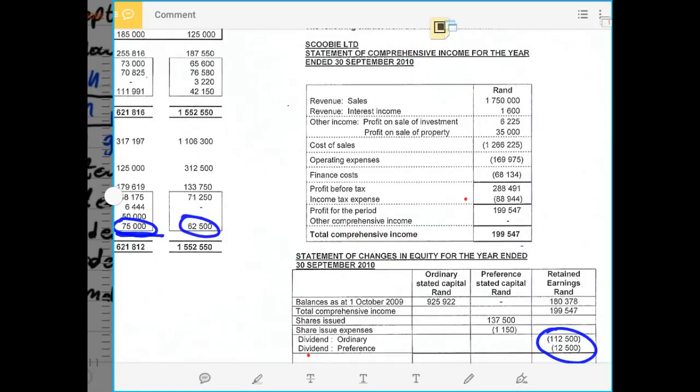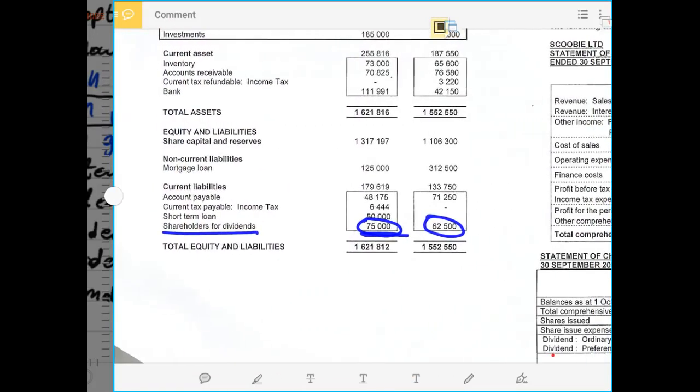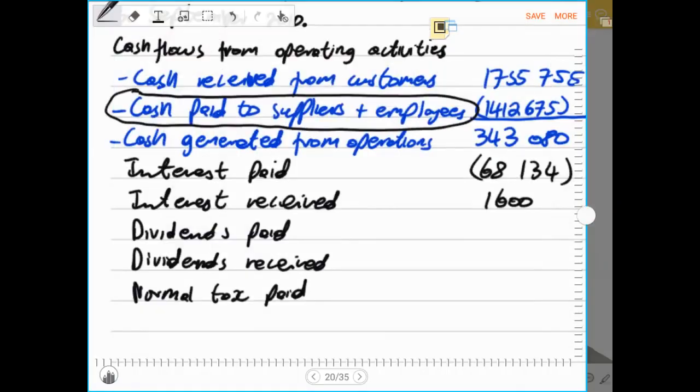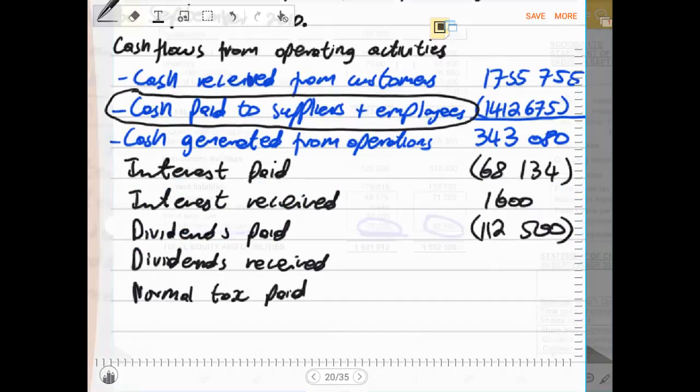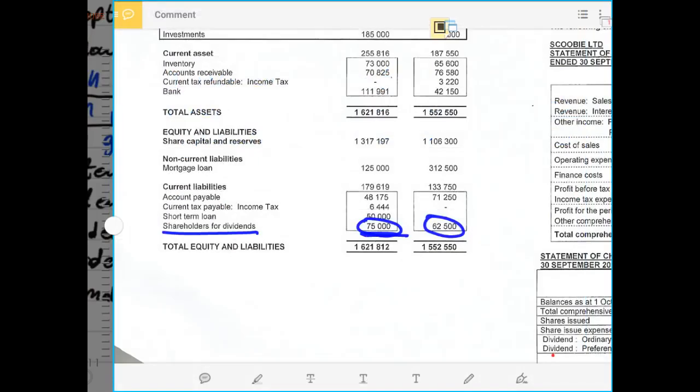But it's very important to understand both of them, how to do the ledger account and how to do just the general calculations. So dividends that we paid will be 112,500, and they will be recorded as negative under cash flow from operating activities, 112,500. Now we go and check if there were any dividends that were received.